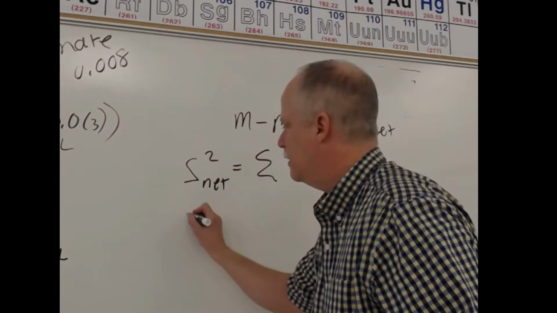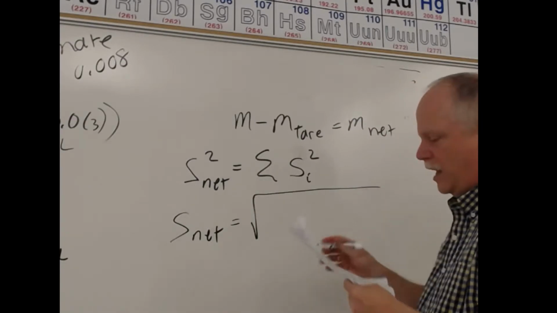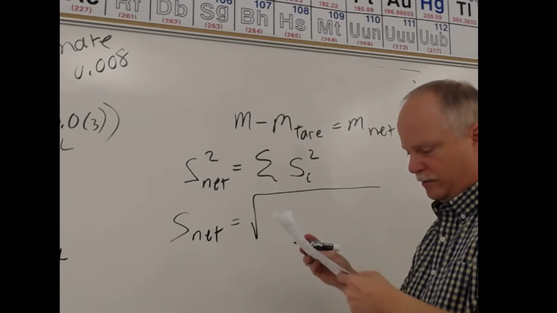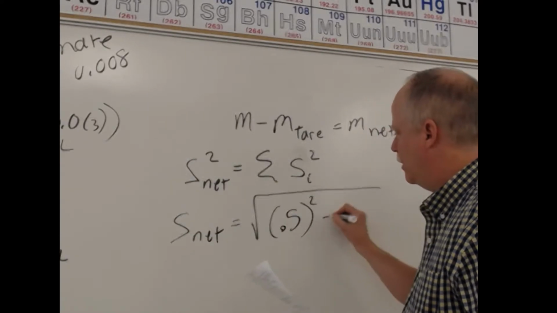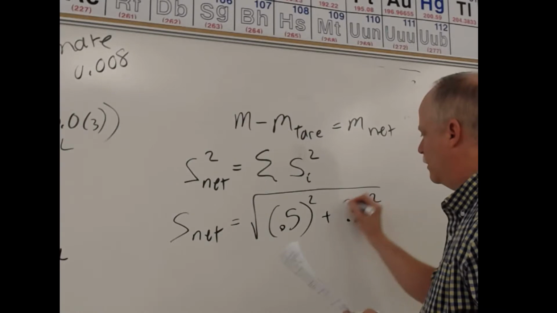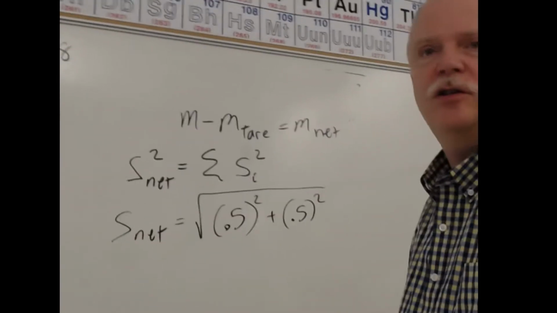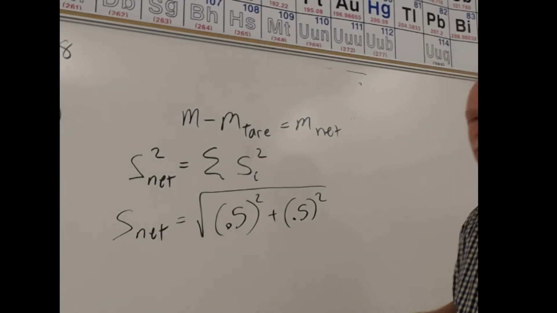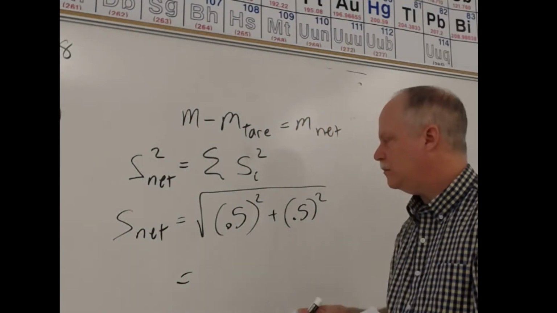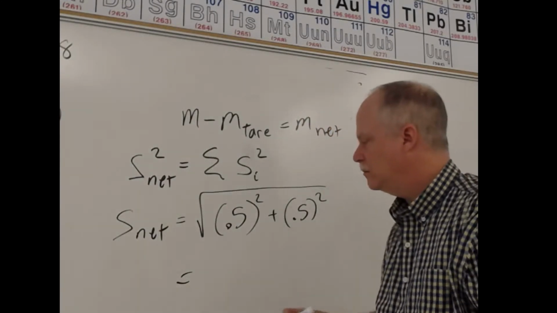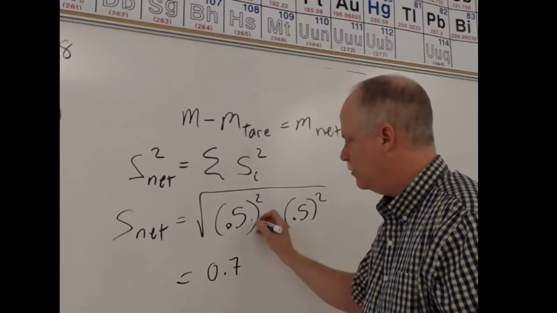So let's go ahead and do that. It was 0.5. So 0.5 squared plus 0.5 squared. So that's where it comes up to 0.7, because there's two 0.5s. And these were grams.